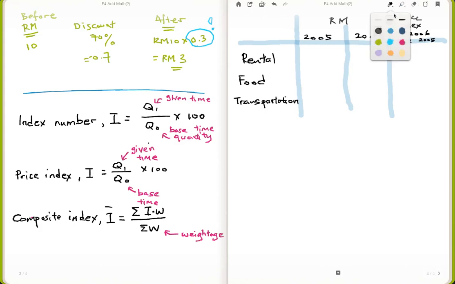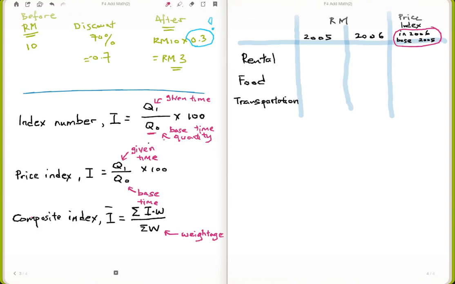Okay, you would ask, what does it mean? First of all, get it right. The price index in 2006 based on 2005, it means by taking the price at 2005 as the base time. So you use the price 2005 as the base. Based upon what? Based on 2005.